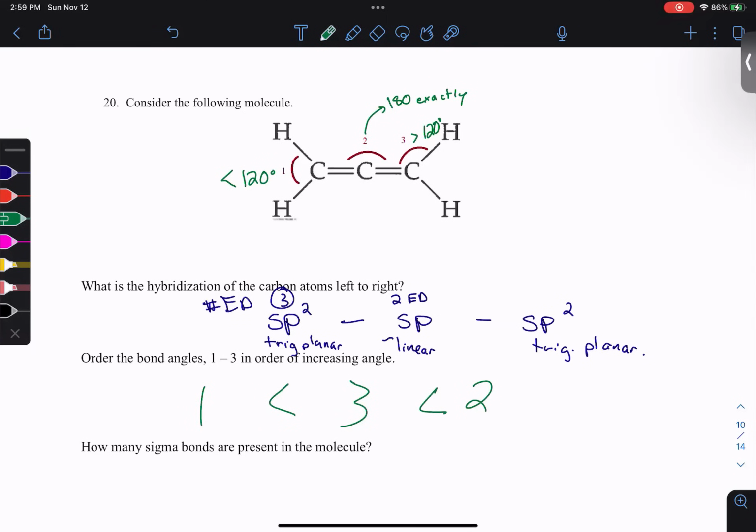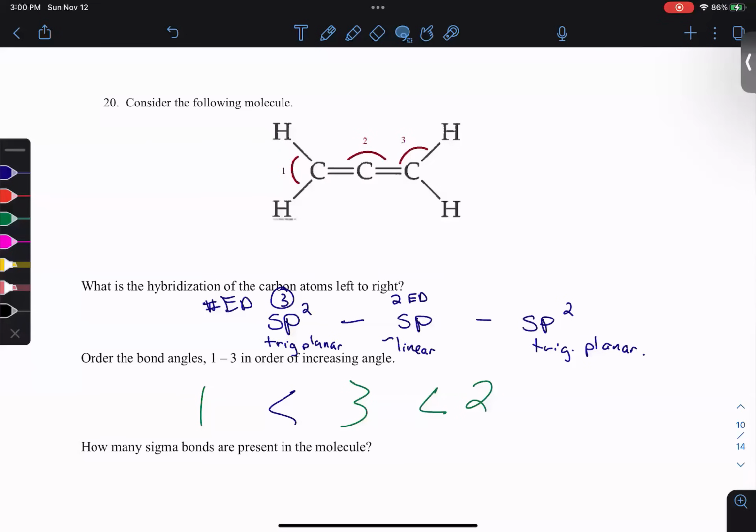If you didn't consider slight deviations about double bonds, you might try to say, oh, bond angle 1 is exactly the same as bond angle 3, but it's not, because they're in different positions relative to where the double bond is. But if we consider deviations, we can, in fact, get that 3 is greater than 1. All right, cool. So let me delete all that stuff, and let's look into how many sigma bonds are present in this molecule.